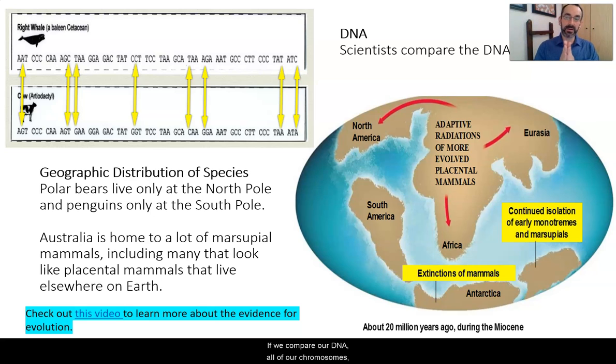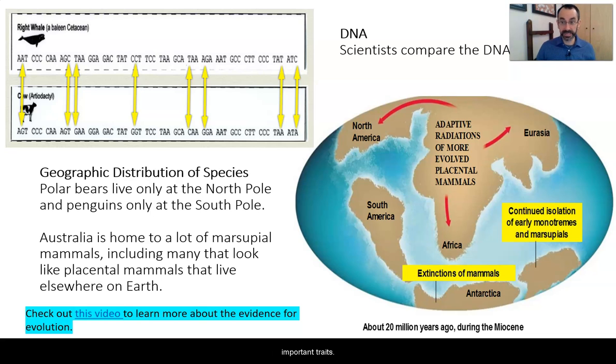If we compare our DNA, all of our chromosomes, with all of the chromosomes of chimpanzees, we find that we're about 99% similar, which sounds like we're almost exactly the same. But remember, that's all the traits. So that DNA also codes for the trait of doing cellular respiration, of having cell membranes, of having a nucleus, of ribosomes. All of those things are things that we share. It's only a couple of things that we are different.